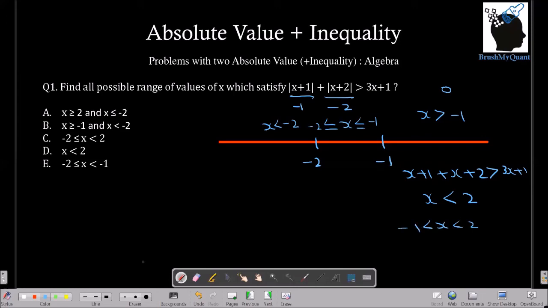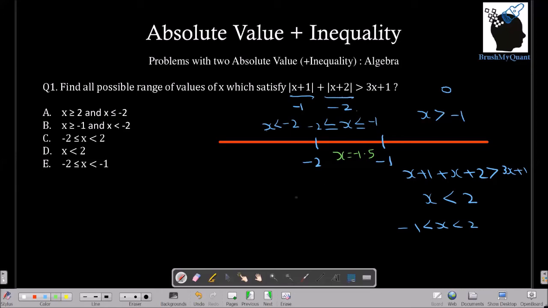Let's try the second one. So in the second one, x has to lie between minus 1 and minus 2. So let's say you take a value of x which is, let's say, minus 1.5 and substitute in this. So the thing inside the first absolute value will be negative, but the thing inside the second absolute value is positive.